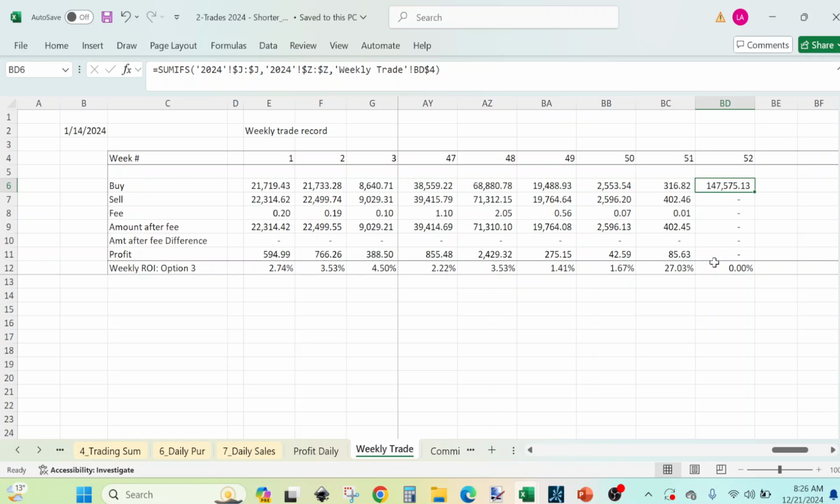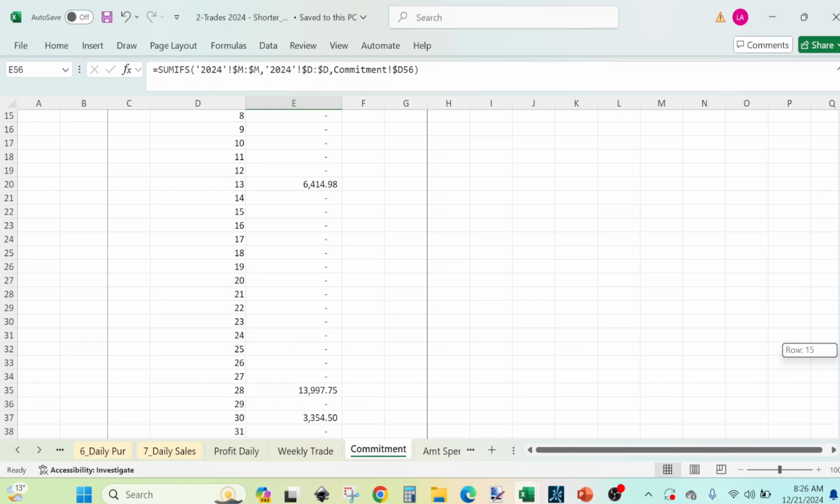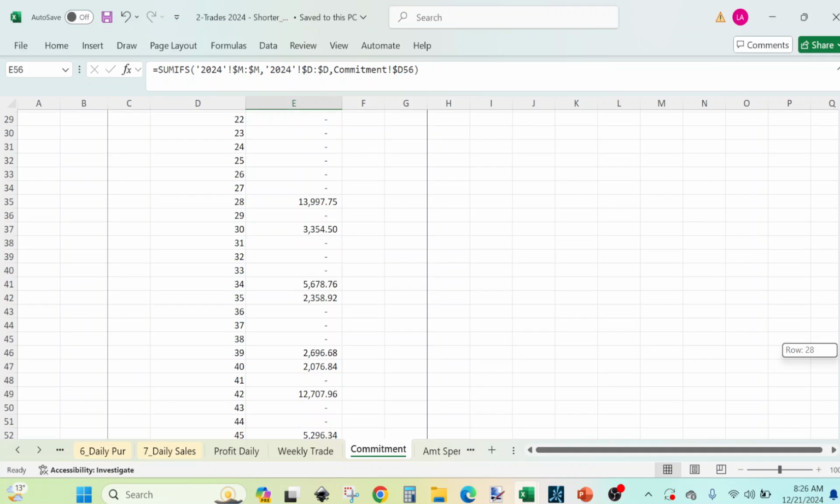And I'm not sure which one it is, but anyway. Commitment. So commitment, week 50 and 51, we did purchase things in week 50 and week 51 that we have not sold yet, and we still have things from week 13 that we have not sold yet, all the way. So those are still sitting in our portfolio, probably unrealized losses.